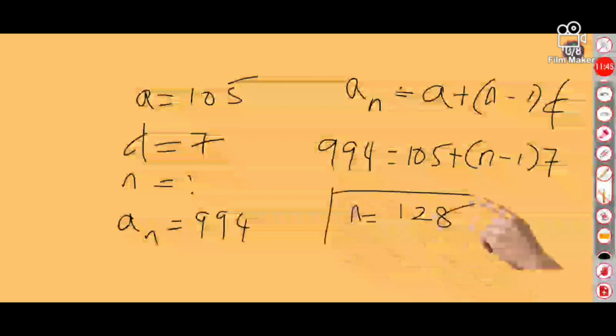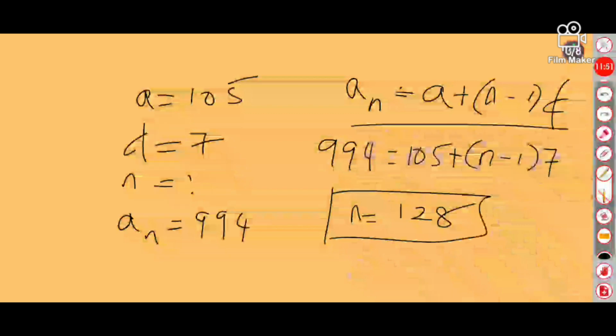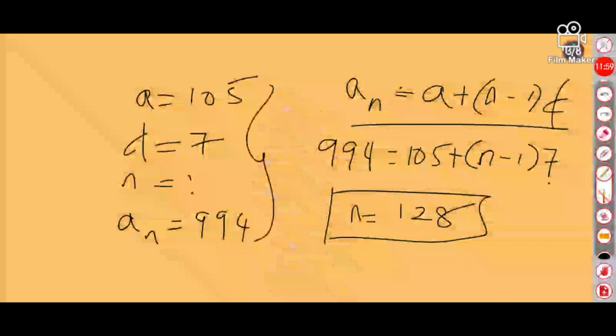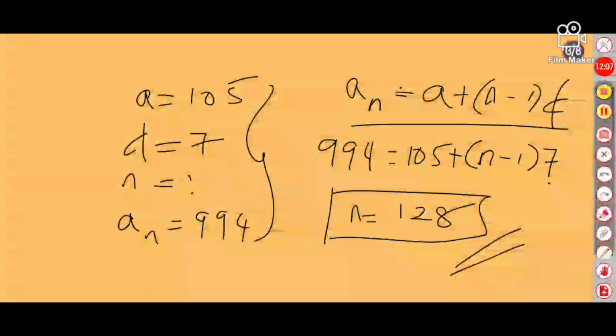If I simplify this here, it takes a lot of time, so kindly just substitute the values into the equation and solve this step by step. 7 into n minus 1 is 7n minus 7, then simplify it, find the value of 7n, and dividing by 7 you get the value of n, which is nothing but 128. So there are 128 3-digit numbers that are divisible by 7, right? Starting from 105 to 994, there are 128 numbers inclusive of 105 and 994. That is the answer.